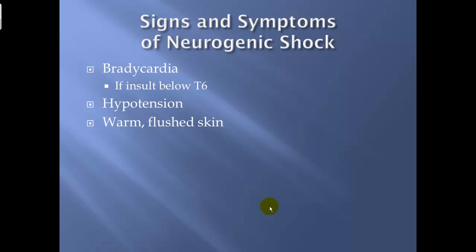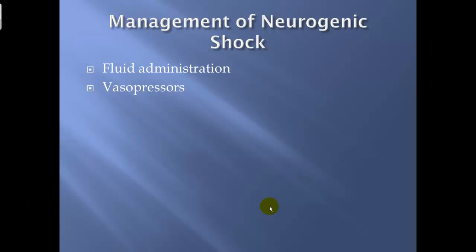Signs and symptoms of neurogenic shock: bradycardia if the insult is below T6, hypotension, warm flushed skin. Management of neurogenic shock: fluid administration and vasopressors, and again, if you can identify that it is neurogenic shock, directly talking to the vessels or using an alpha-1 agonist would be the way to go.